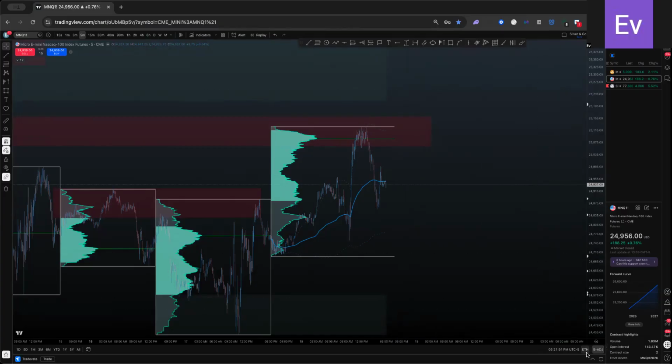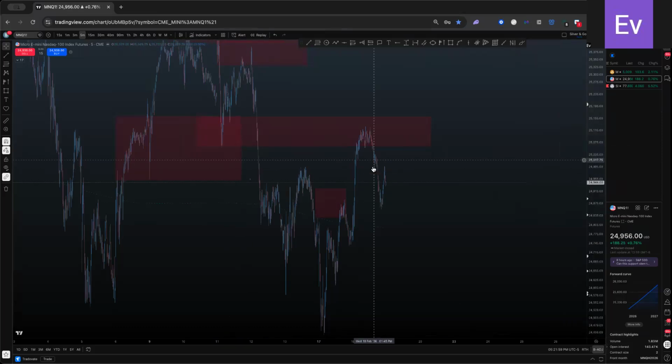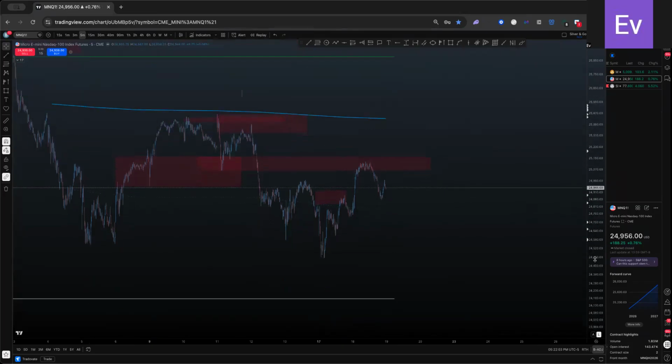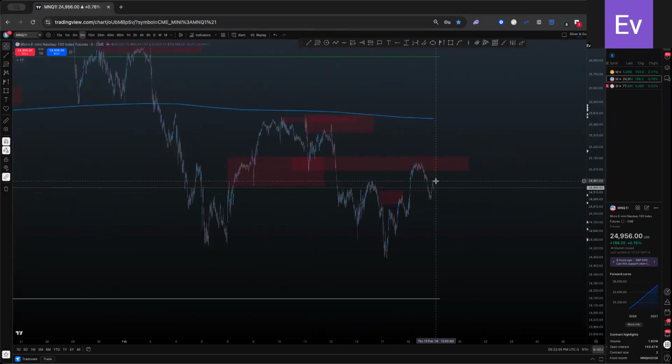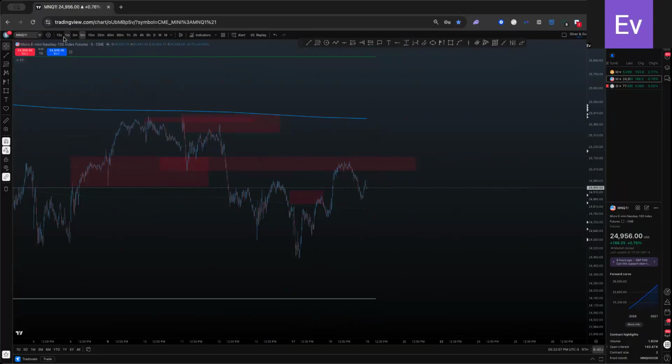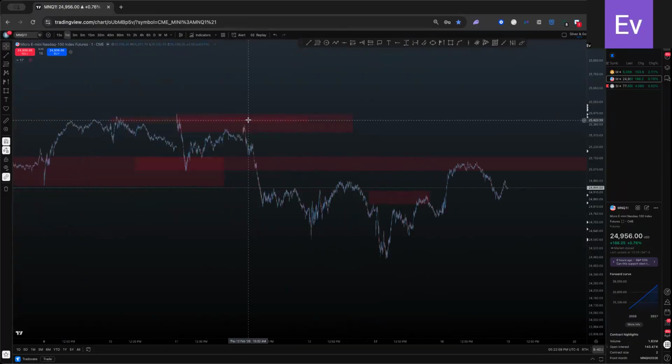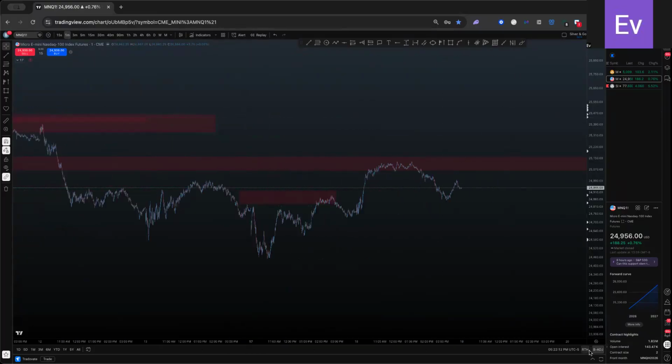Like if you just change this to like this, then you'll get price gaps inside the profile. I don't know, it's not showing on mine. Whatever. Probably because I'm on the 5 minute. I don't even use that, so it doesn't matter.